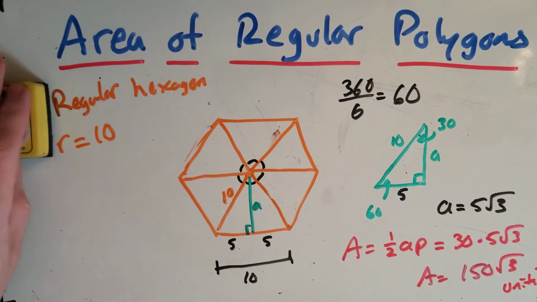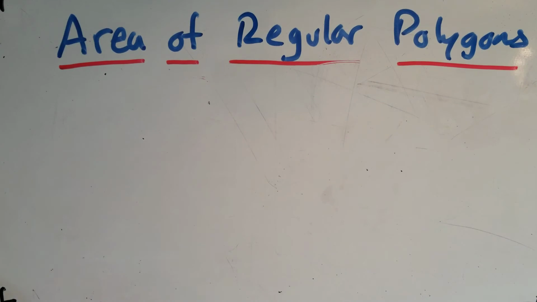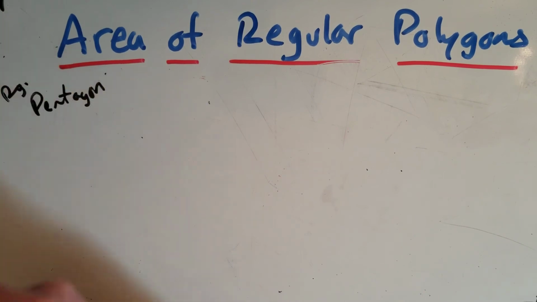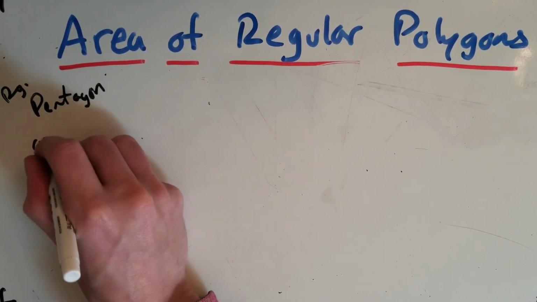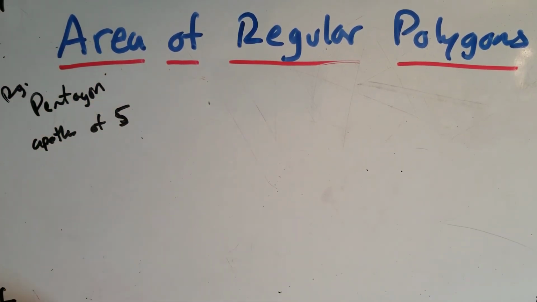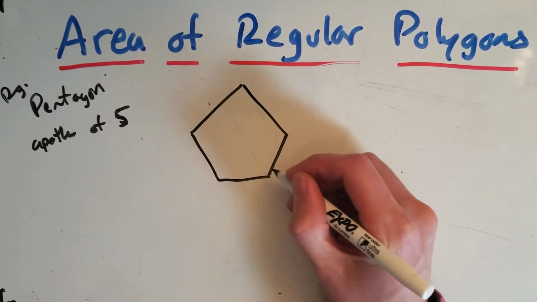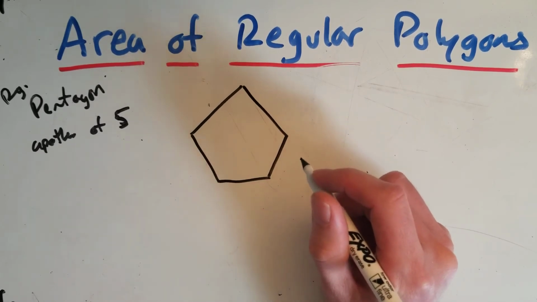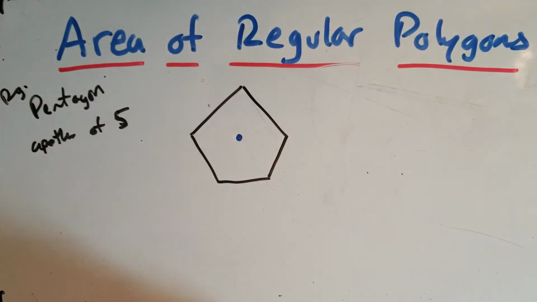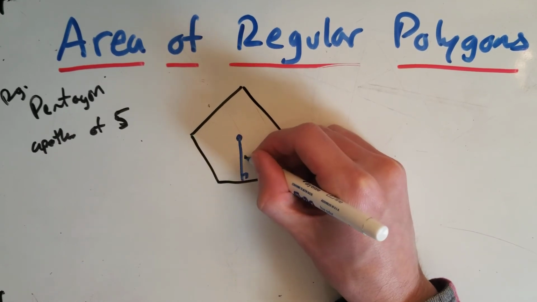So this one we're going to go to a pentagon. So here we're going to have a regular pentagon, and it's going to have an apothem of 5, and our goal is to find the area. So let's draw our best pentagon. That's a decent regular pentagon. Not to scale though. So we know, here's our center of the pentagon, we know the apothem is 5. So this right here, this is 5.